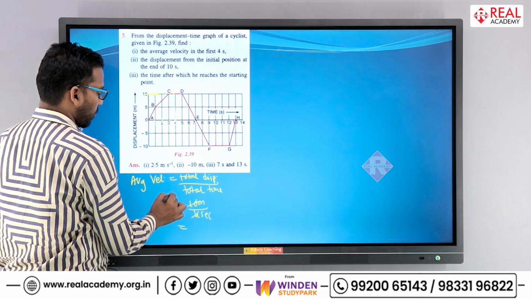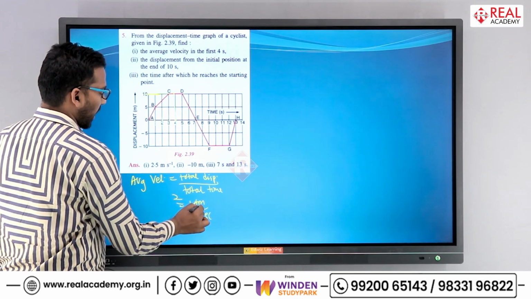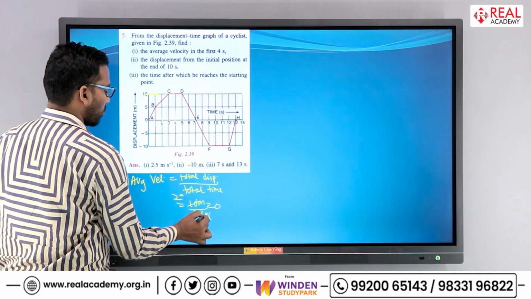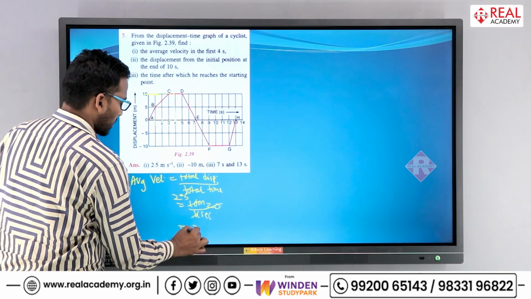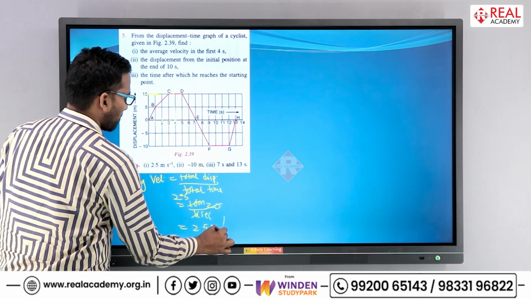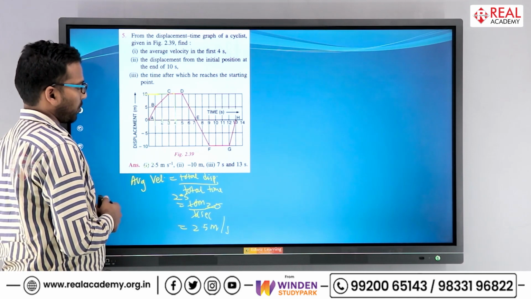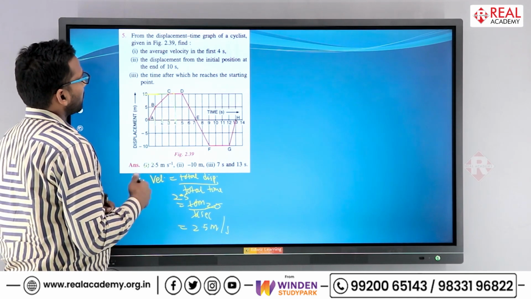So 4 ones are 4, 4 twos are 8, carry 2, decimal point, 0, and 4 fives are 20. That is 2.5 meter per second. This is my required first answer. 2.5 meter per second.